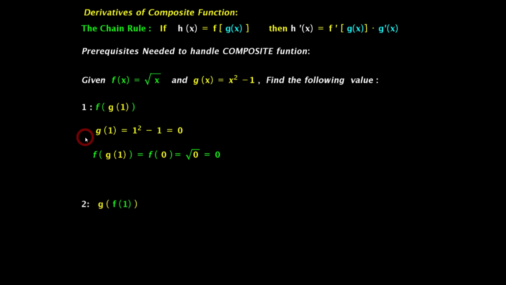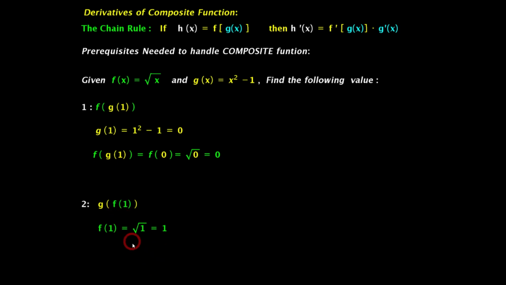What if we take the opposite? What should be g of f of 1? To find g of f of 1, first, what is f of 1? So write f of 1. We go to the f function. It says put me under the root. If it's x, it's root x. So if it's a 1, it's just root 1. Finally, the simplified version is 1.